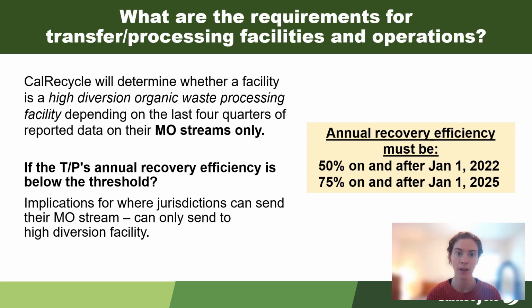If the transfer processor's annual recovery efficiency is below the threshold outlined in yellow that I just described, and they are not, therefore, a high diversion facility, then this will have implications for where jurisdictions can send their MO waste. MO, mixed waste organics, can only be sent to a high diversion facility. CalRecycle plans to release a list of high diversion facilities, or facilities that meet this threshold, once we've received 4 quarters of data.